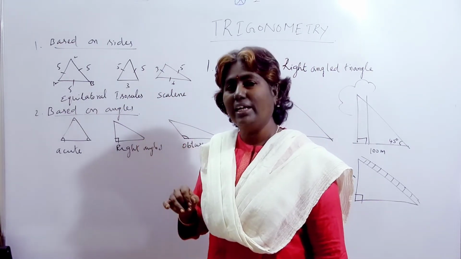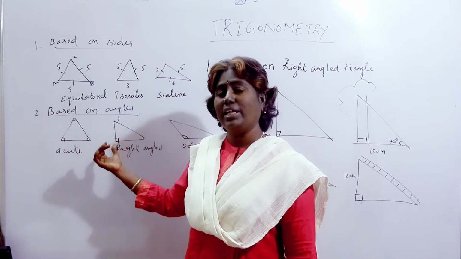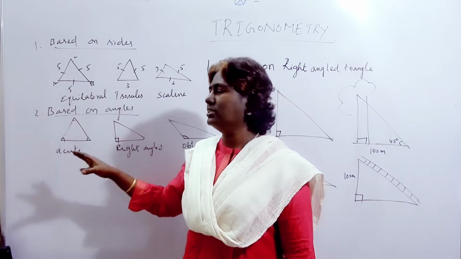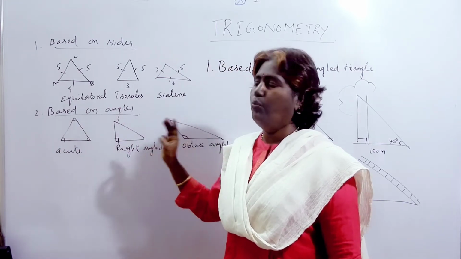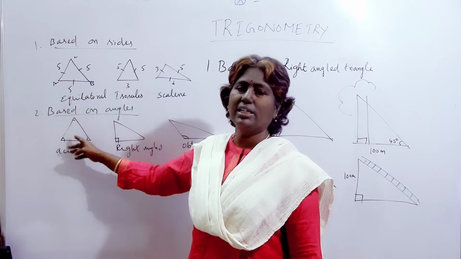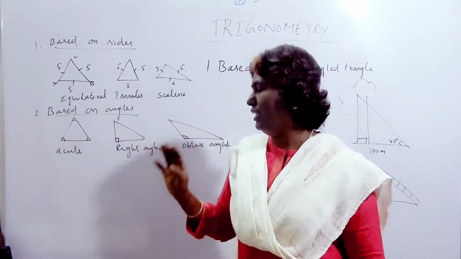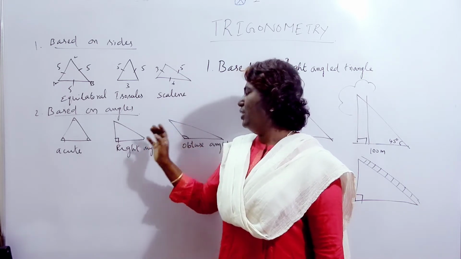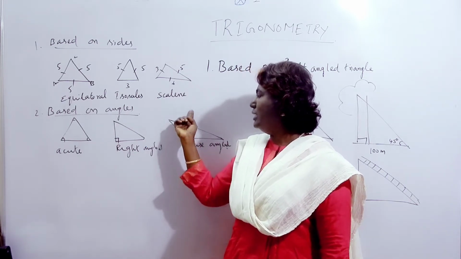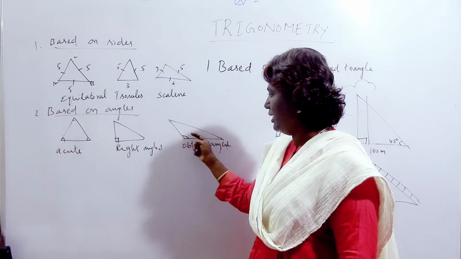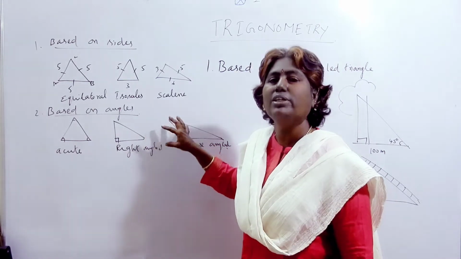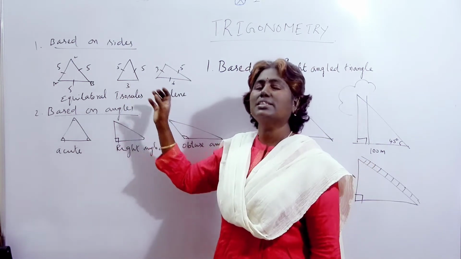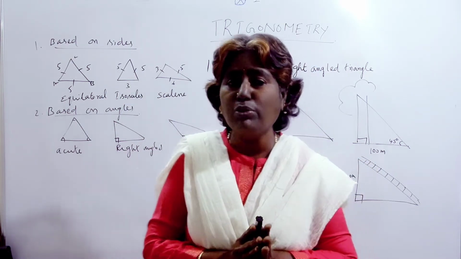Now let me see what the types of triangles are regarding angles. Based on angles, we have three. One is the acute angle triangle. Acute means all three angles are acute, less than 90 degrees. If one of the angles is 90 degrees, then it is a right angle triangle. Then if one of the angles is above 90 degrees, see, this is exactly 90 degrees, this is more than 90 degrees, so it is obtuse. So obtuse angle triangle.